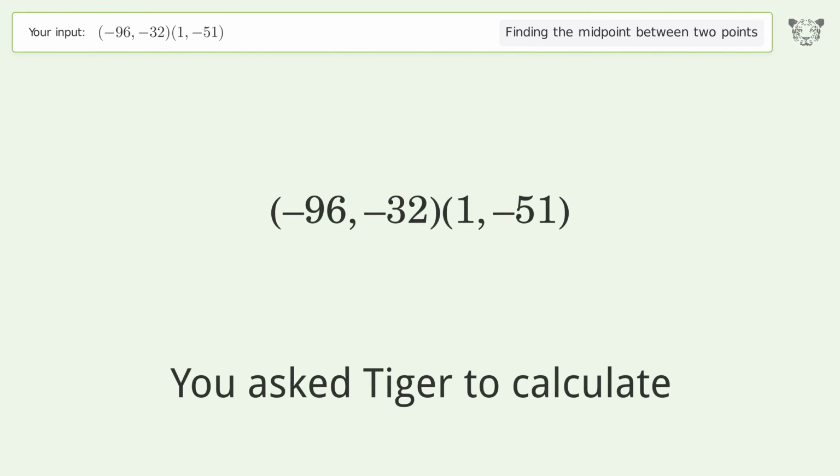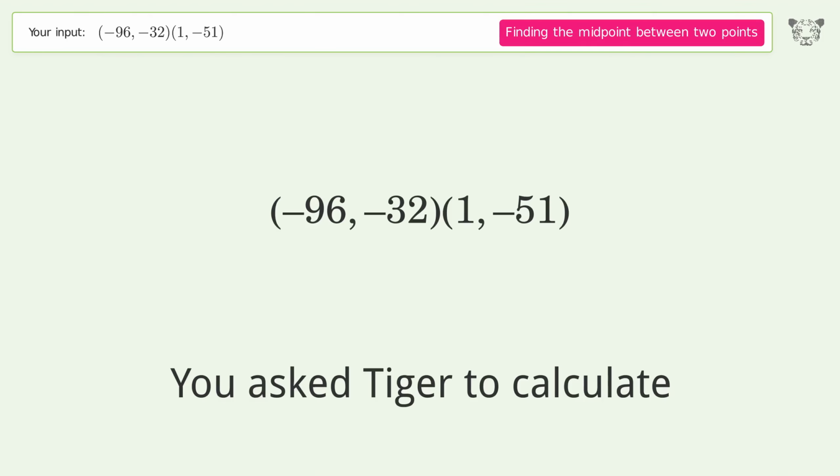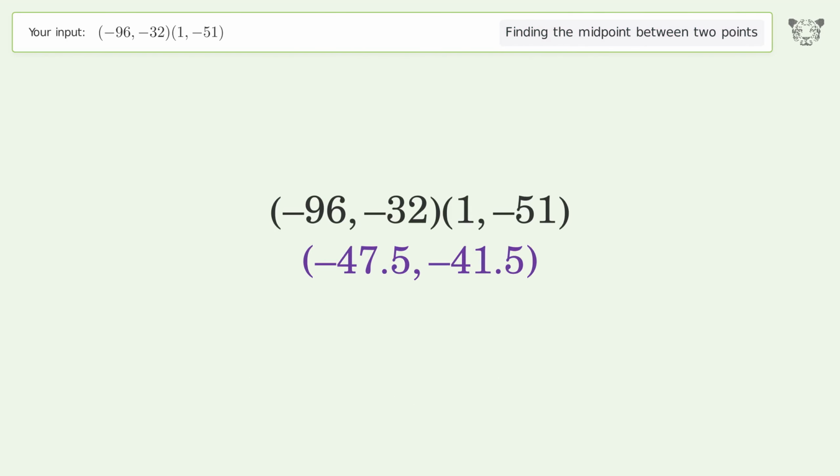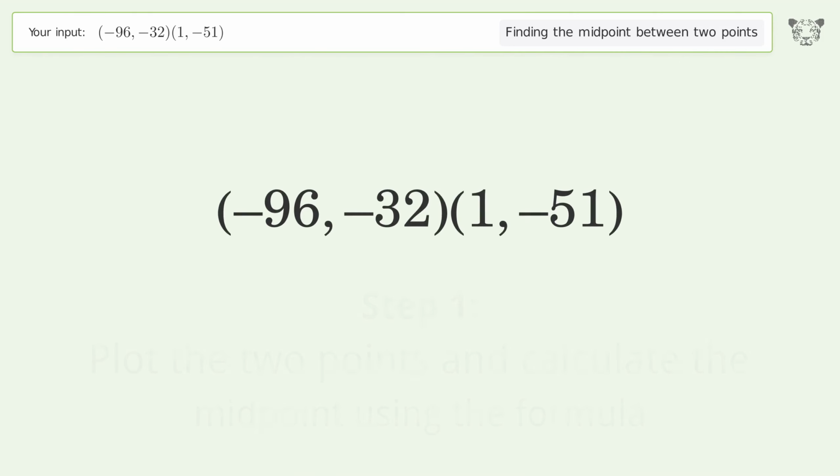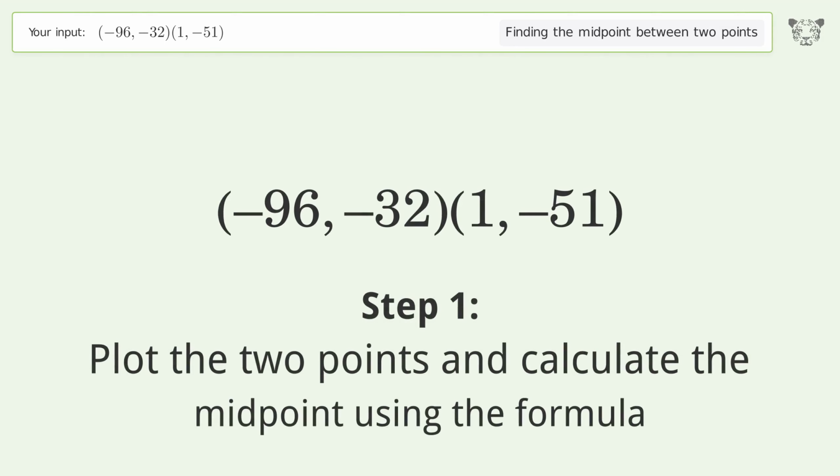You ask Tiger to calculate. This deals with finding the midpoint between 2 points. The midpoint between the 2 points is -47.5, -41.5. Let's solve it step by step. Plot the 2 points and calculate the midpoint using the formula.